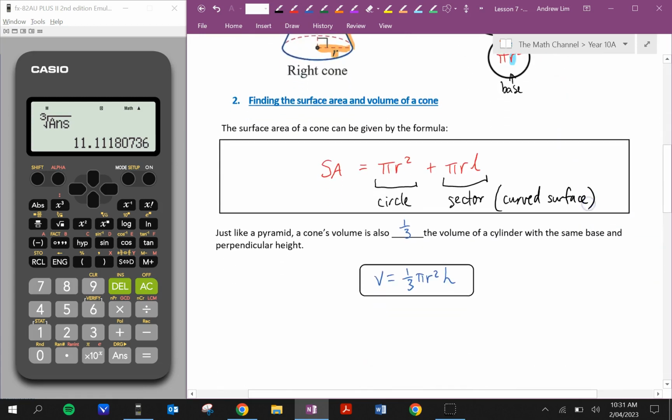Please memorize these. Please know that pi r squared is for the circle, pi r L is for the sector, the curved surface of the cone. When finding surface area, that L is the slant height. Please know that the volume of a cone is 1/3 the volume of a cylinder, and the volume of a cylinder is pi r squared h.